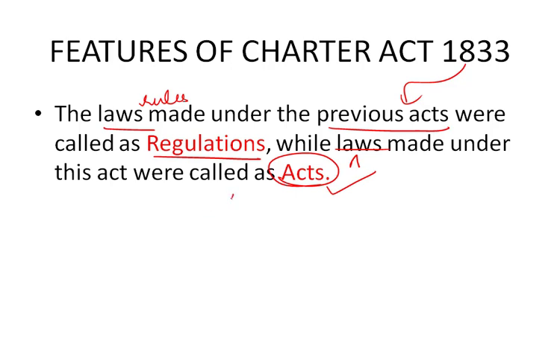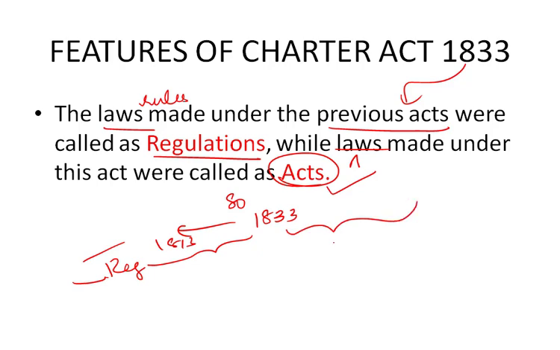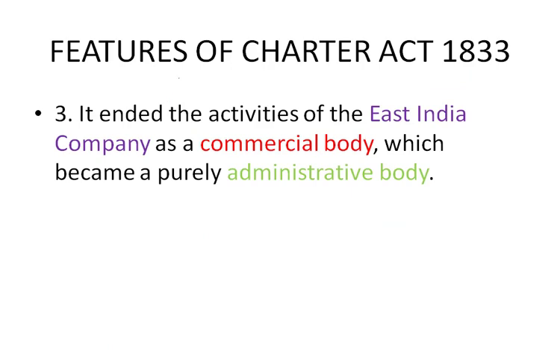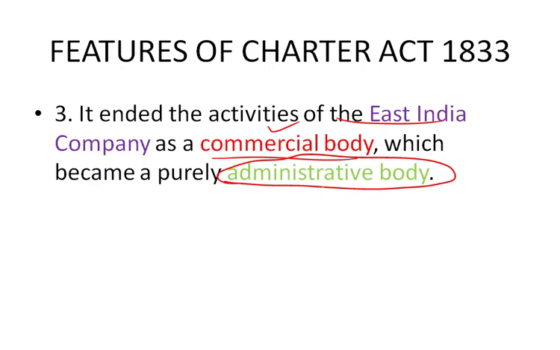So till 1813 they were called regulations, and from 1833 onwards the acts or the laws passed by the Parliament were called acts. The fourth feature of this Charter Act of 1833 is that the East India Company was left as a purely administrative body. So it implements what the government says. Primarily it was just a commercial body, so it ended the activities as a commercial body and was made a purely administrative body.